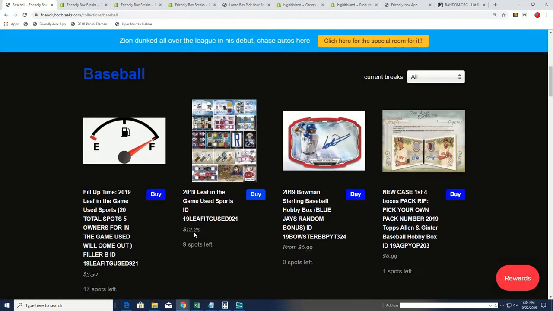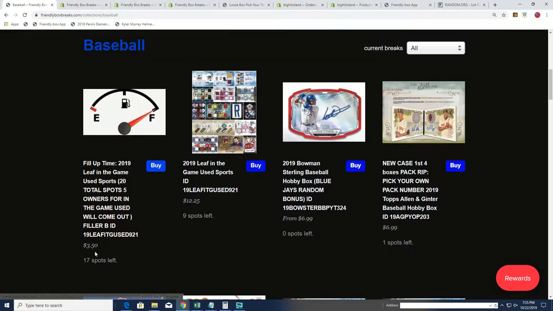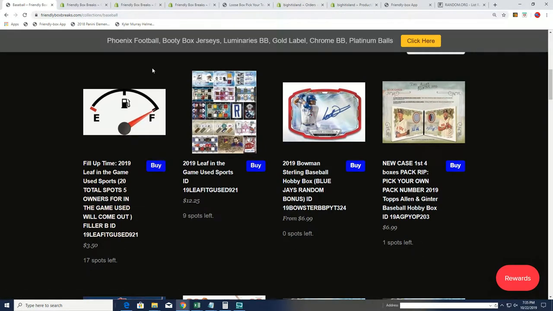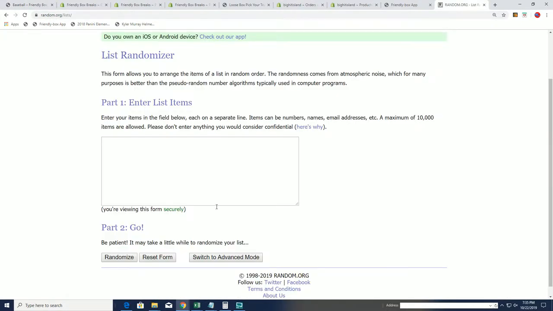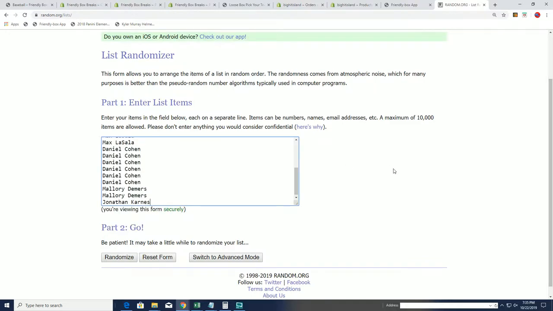Yep, you can still get spots in the break, but it's coming up really soon. We also have a new filler that is moving right along. 17 left to the new filler. So that's what's going on right now within the game as we look to see who gets these spots for dirt cheap. Good luck. Seven times through, and filler A is going to give us our top five.